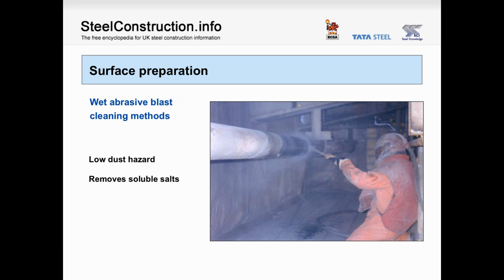One method of removing soluble salts is wet abrasive blast cleaning. The introduction of water into an abrasive blast stream contributes to the reduction of the dust hazard, particularly when removing old lead-based paints and water-soluble contaminants on existing structures. This method can produce a high visual standard of cleanliness and is effective in removing a high proportion of soluble salts.